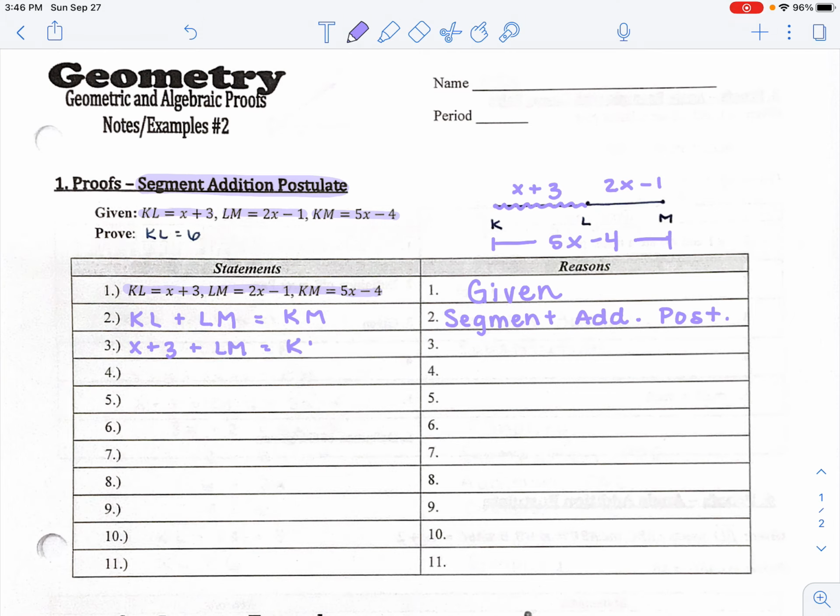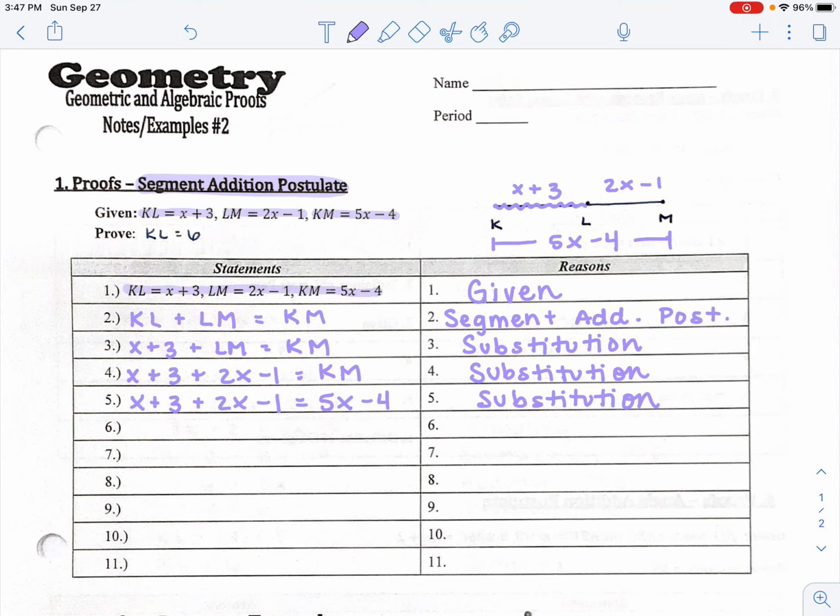I'm going to do this one at a time here. So what is that called when I just replace the value there? Correct. It's substitution. Okay, I'm going to do the same thing to LM now. So we've got x plus 3 plus my LM value is 2x minus 1. That again is substitution. If I'm going to replace the KM value, then one more round of substitution there. If you wanted to, you could do this all in one massive step. I'm okay with that. I just wanted to show you why I was doing it.